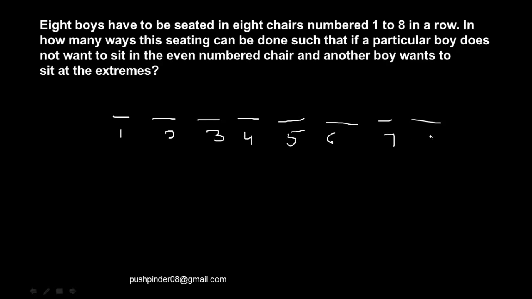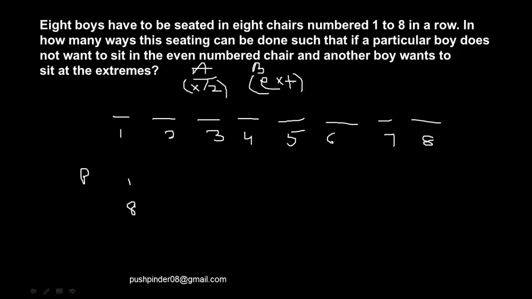Now for the sake of saving time, let me say there are 2 boys who have conditions, A and B. A over here does not want to sit at an even numbered chair, and another boy, B, wants to sit at the extremes. So how do we go about that? Let's satisfy the positive condition first. There are 2 extremes, 1 and 8, right?